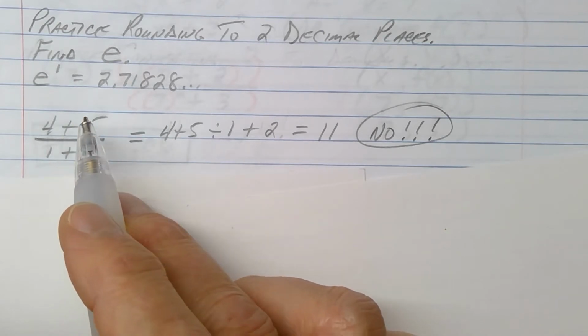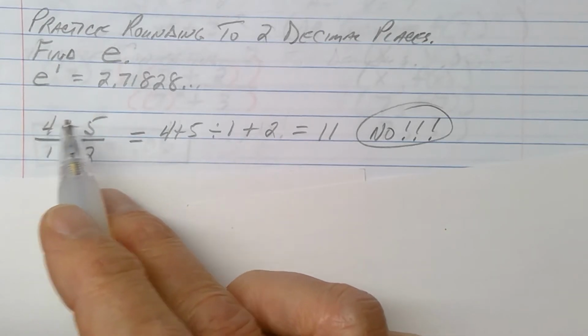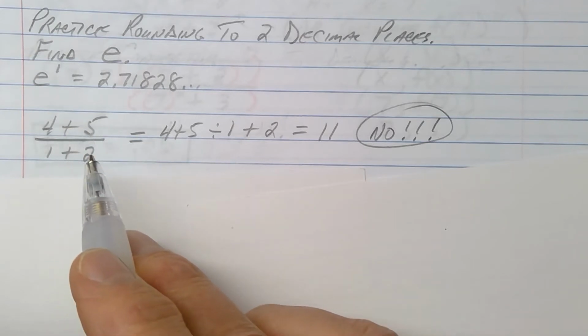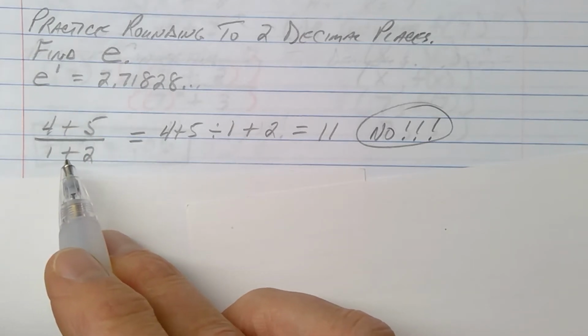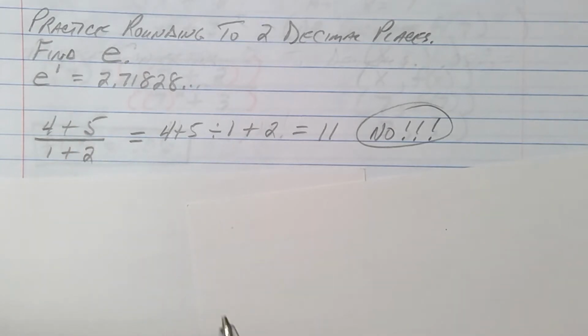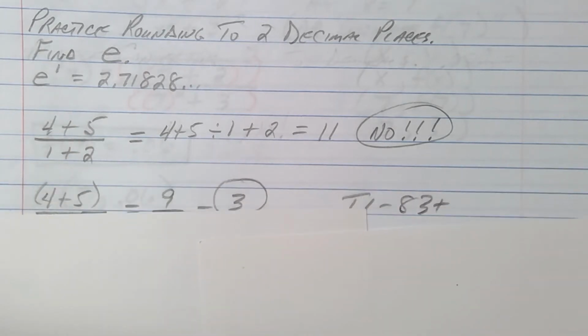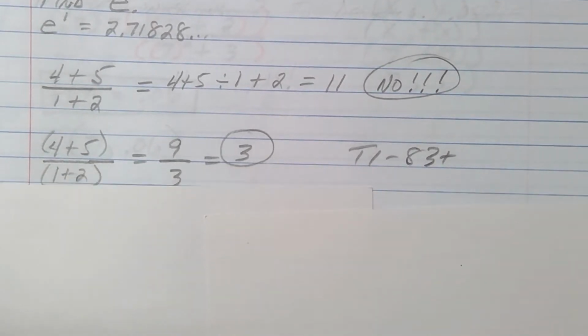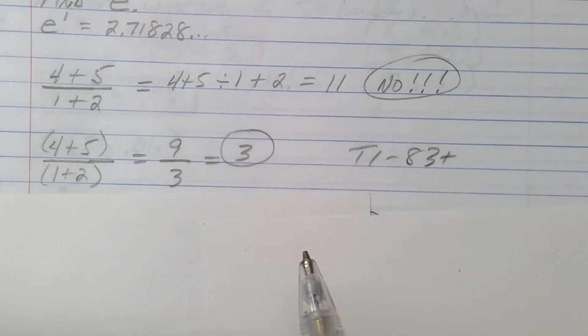With fractions, you actually want to get one number on top, that's 9, 4 plus 5 is 9, and one number on bottom, that's 3. So what this problem actually says is 9 divided by 3 is what we want the calculator to do for us. All right, there's a couple of ways to do it, just depending on which calculator you're using.